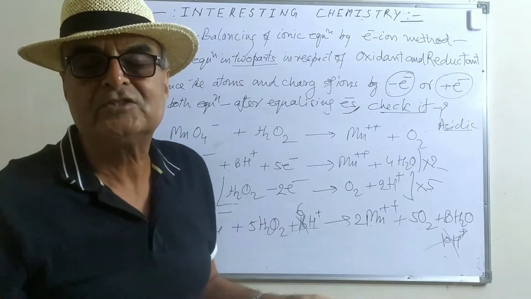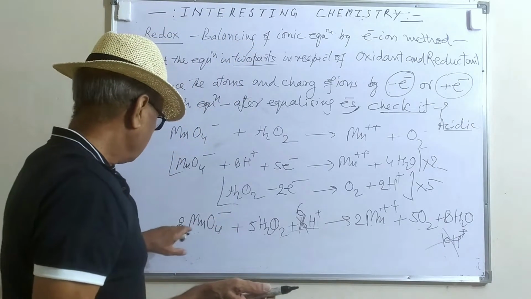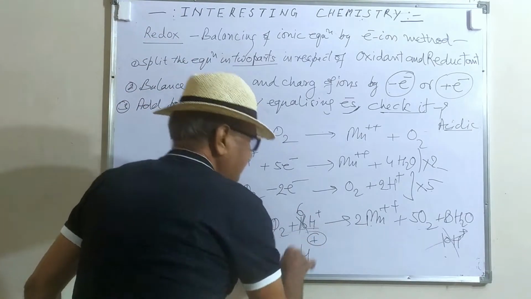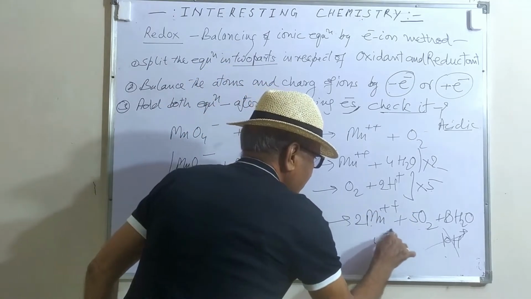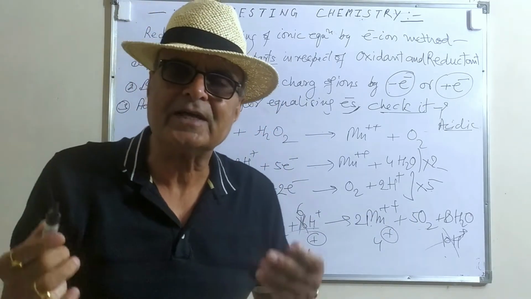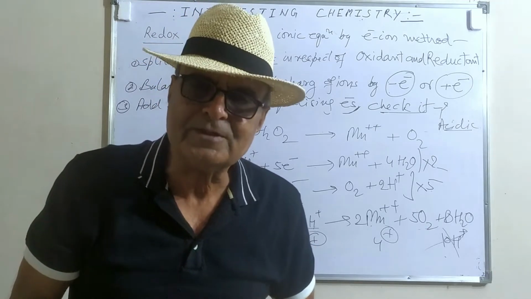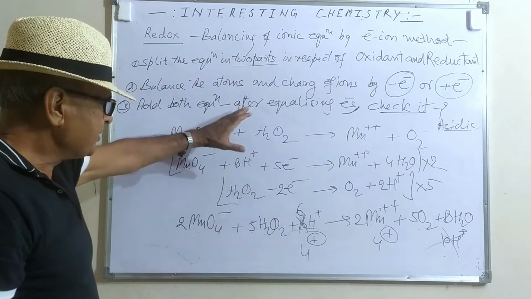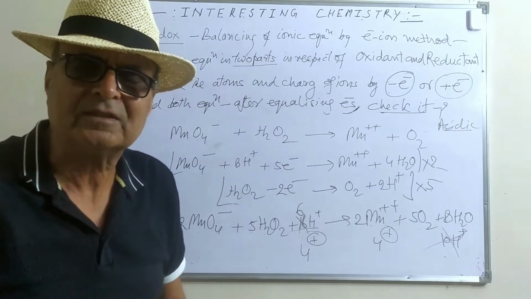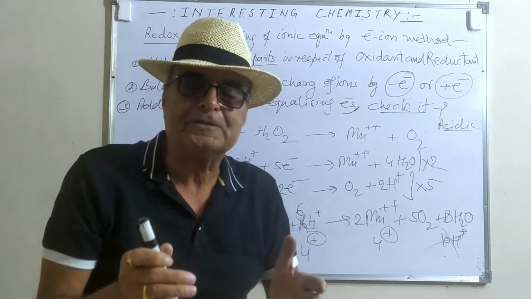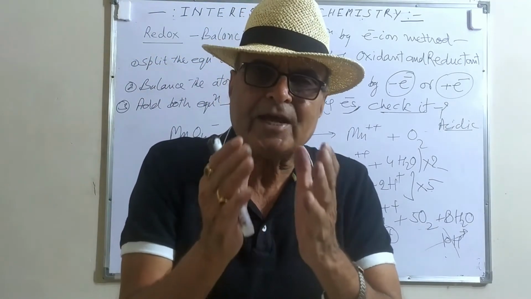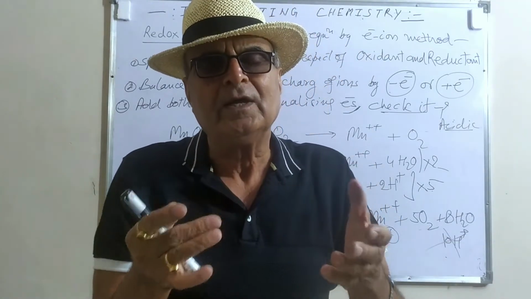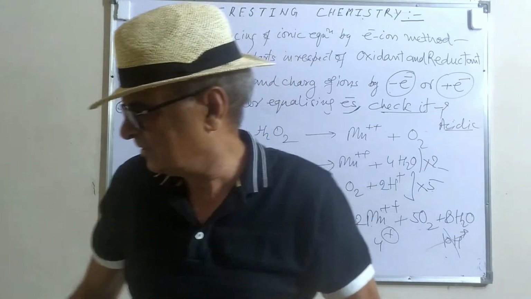Now balance the charge of the reactants and the products. Here 2 negative and 6 positive, so 4 positive are here, and 2 into 2, 4 positive are here. So the charge of the reactants and products are equal. It means it is a balanced equation. Very simple. It's a practical method. Please understand it and practice on your own in your notebook. Then you will learn how to balance the equation.